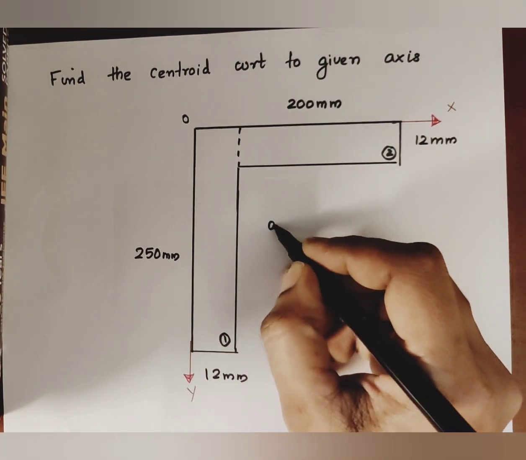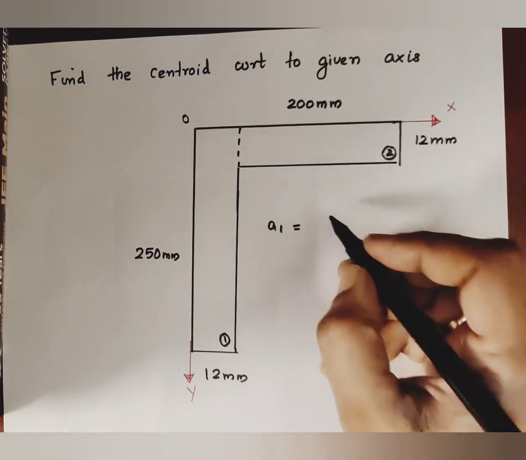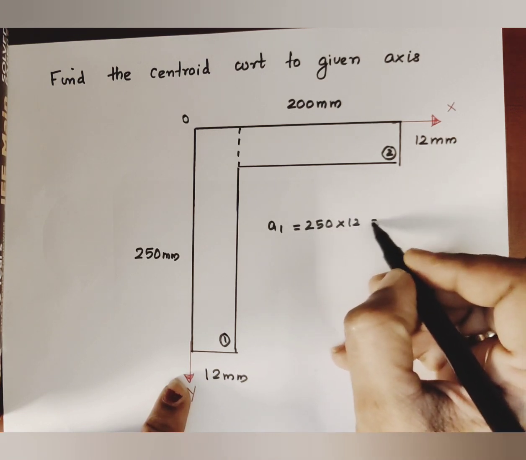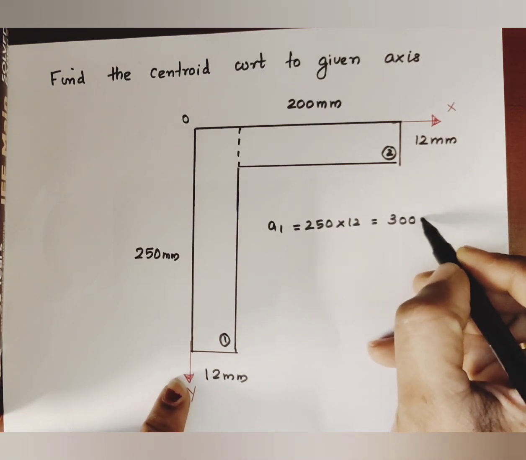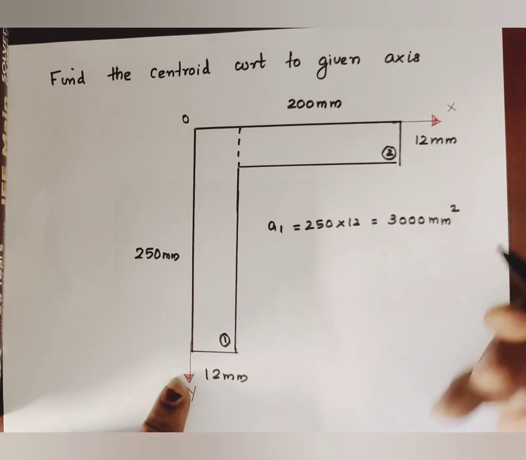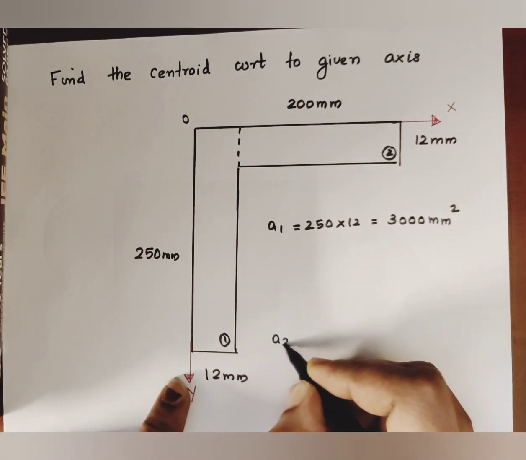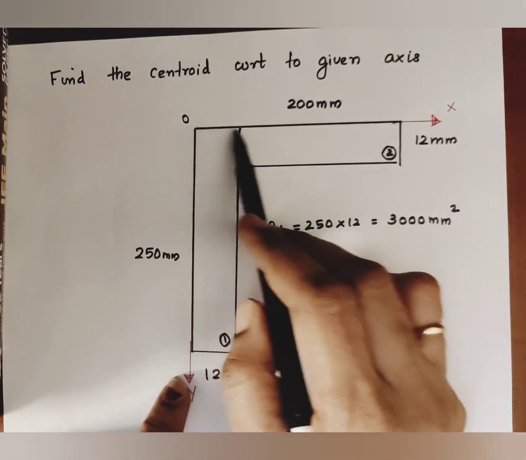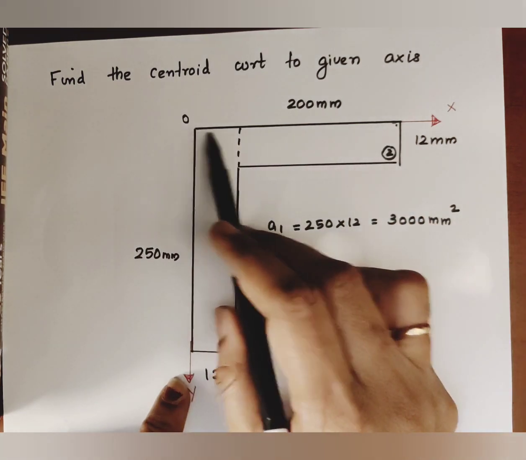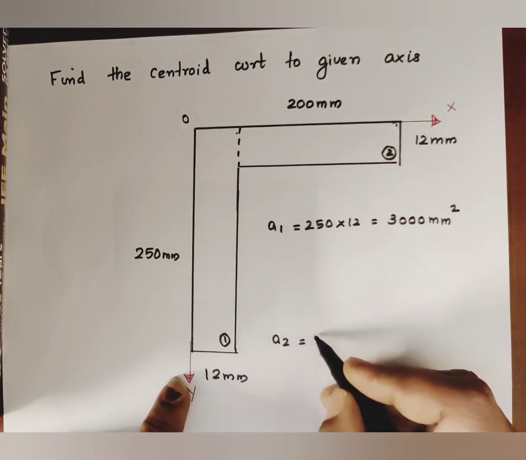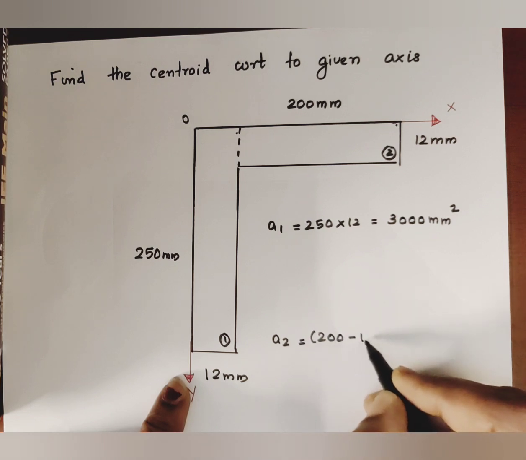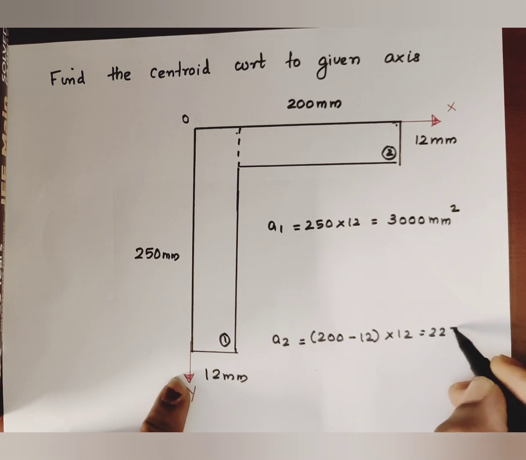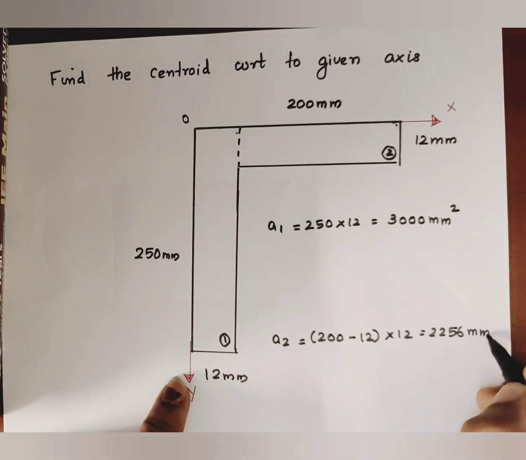So now the first step is you have to write the area. A1 is equal to 250 into 12. That is equal to 3000 millimeter square. Then A2 is equal to, this total length is 200. You have to deduct this width, that is equal to 12. So 200 minus 12 into 12, that is equal to 2256 millimeter square.